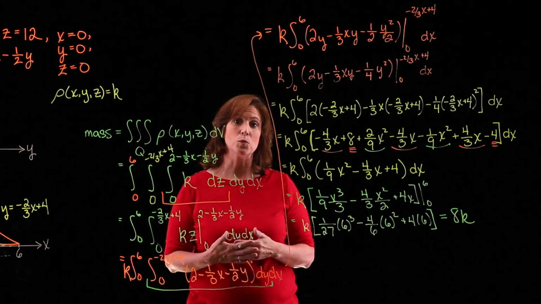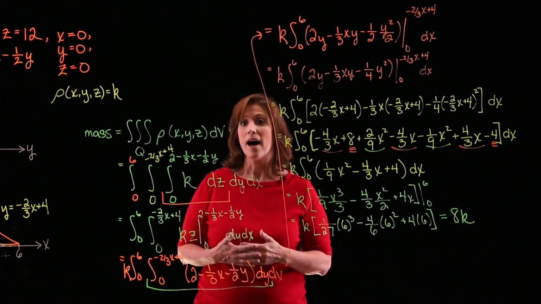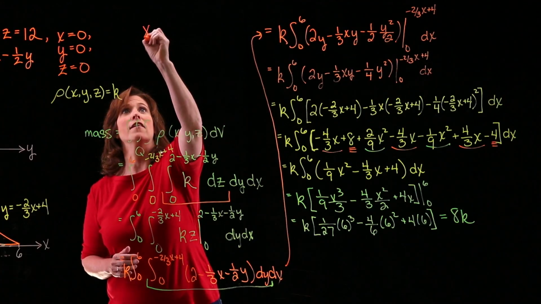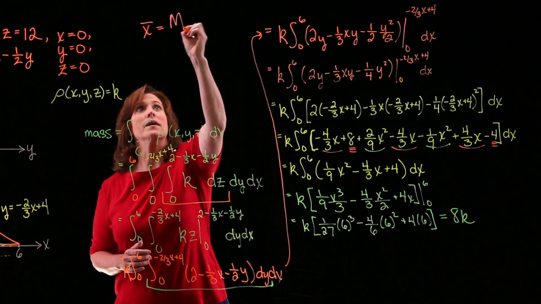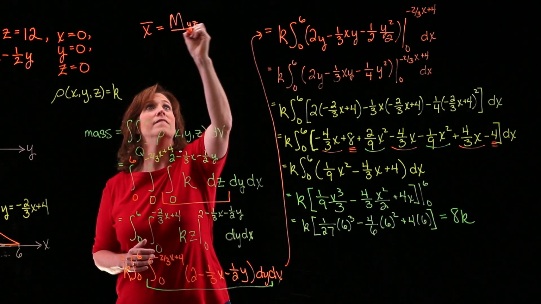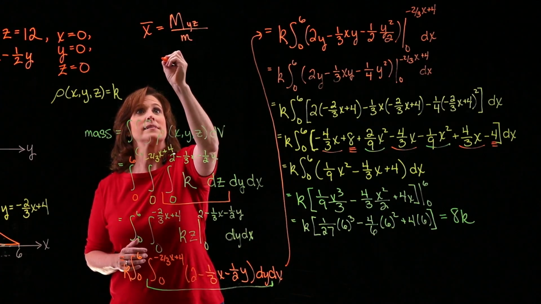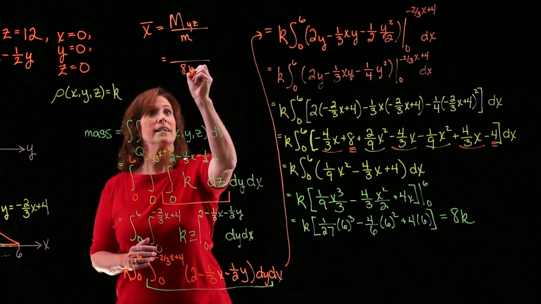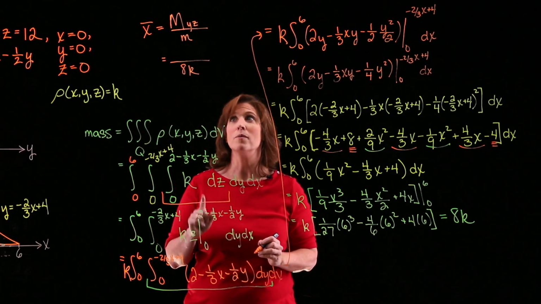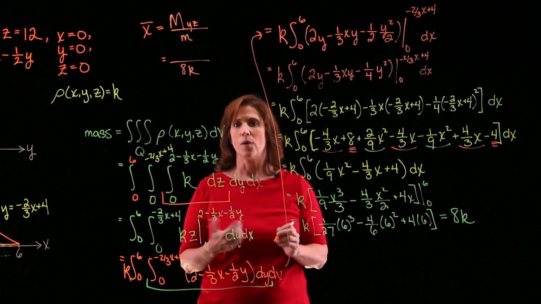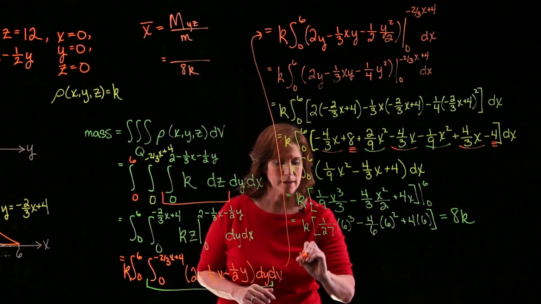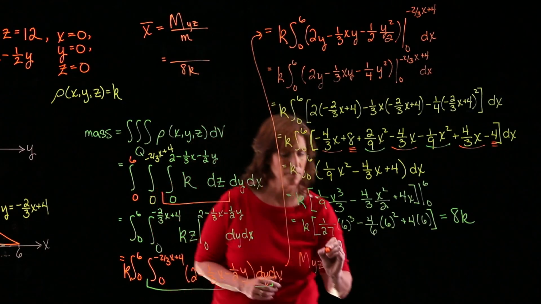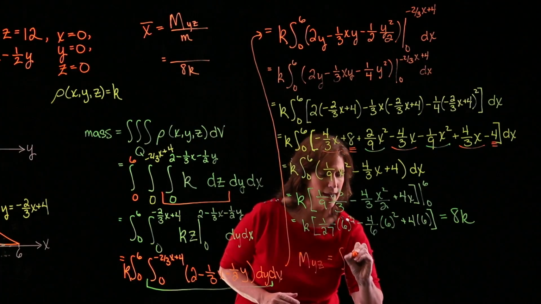The next piece of this puzzle is we were supposed to find the x-coordinate of the center of mass. And I know that I can find the x-coordinate of the center of mass by taking the moment about the y-z plane and dividing that by the mass. Now, we've already found out what the mass is. That's an 8k. So what I need is the moment about the y-z plane. So how do I find that moment? Well, the moment about the y-z plane can also be found using a triple integral. So we're going to have a triple integral again.